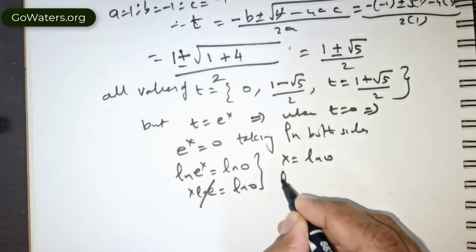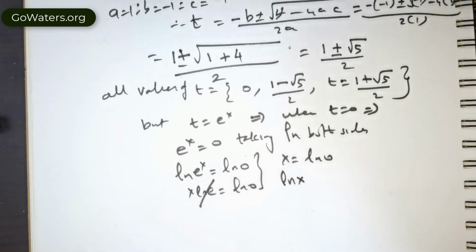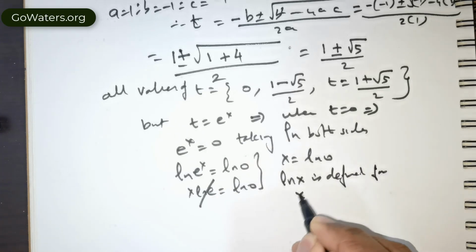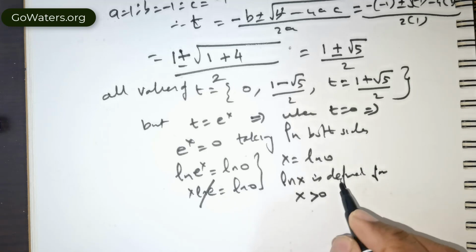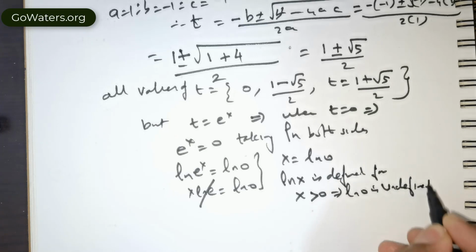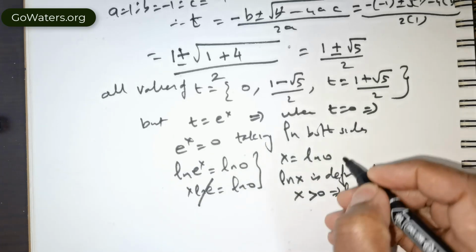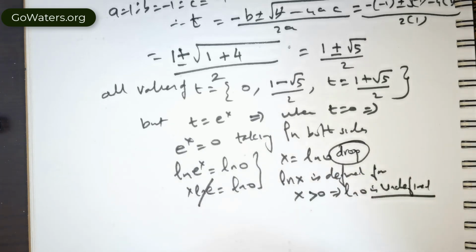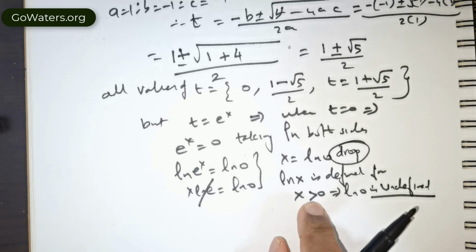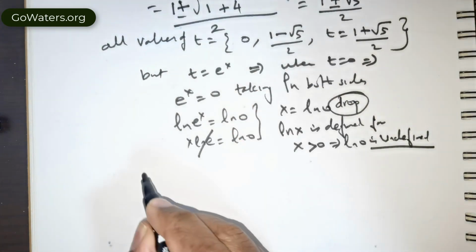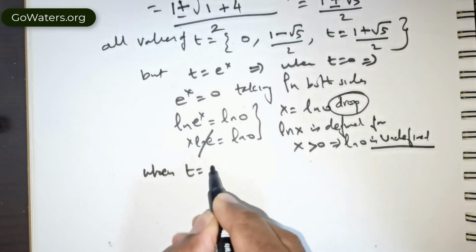And you will have to know that the natural log ln x is defined for x greater than 0. In other words, ln 0 is undefined. This is the all important fact you will have to know. So this means you will have to drop this value. Why are we dropping this? Because ln x is defined only for x greater than 0. That would mean ln 0 is undefined. So this is gone.